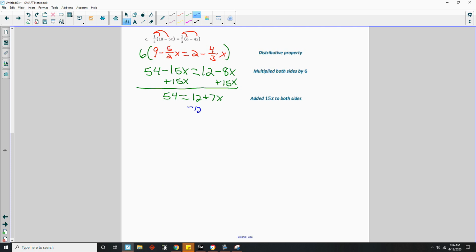I'm going to subtract 12 from both sides to get that variable by itself. 54 minus 12 is 42. 12 minus 12 is 0, plus 7x is 7x. So I subtracted 12 from both sides. Okay, next step. Divide both sides by 7.